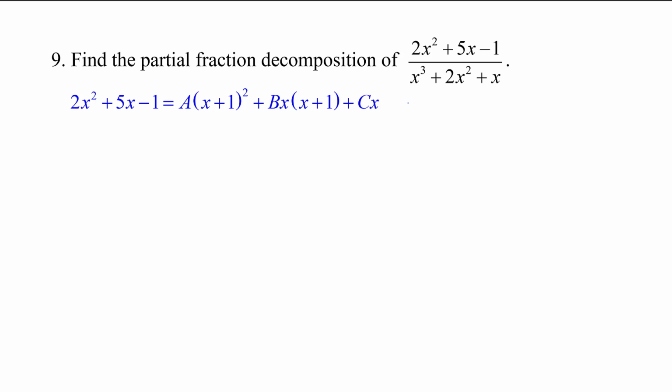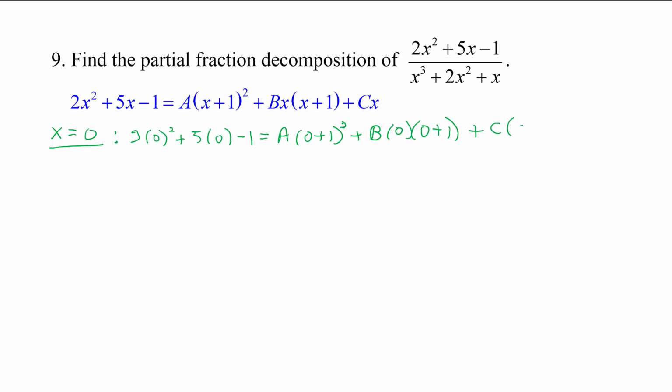One way that we can solve for a, b, and c is by using what's referred to as the Heaviside method. With the Heaviside method, we pick values of x that will make some of these terms on the right side disappear. So for example, if I let x equal 0, then let's write this whole equation, substituting in 0 for x. We'd have 2 times 0 squared plus 5 times 0 minus 1 equals a times 0 plus 1 squared plus b times 0 plus 1 plus c times 0.